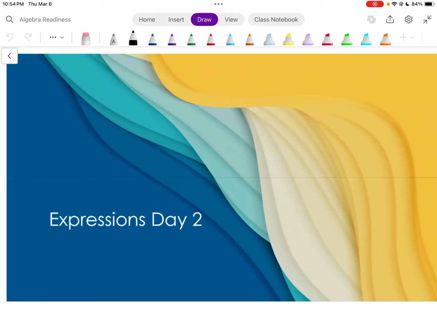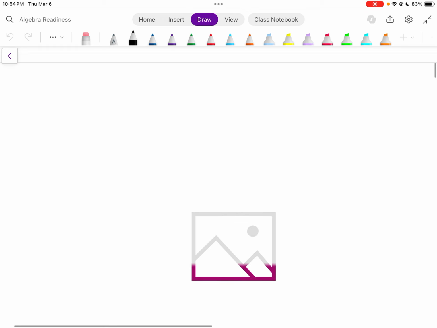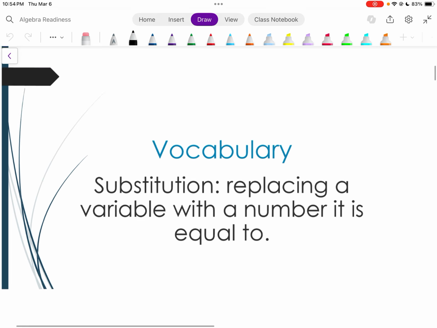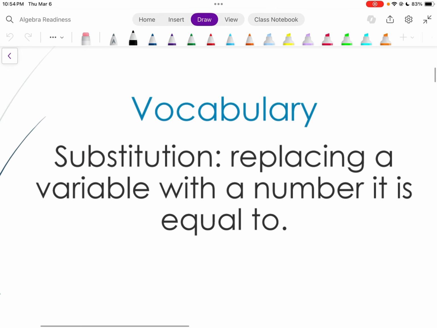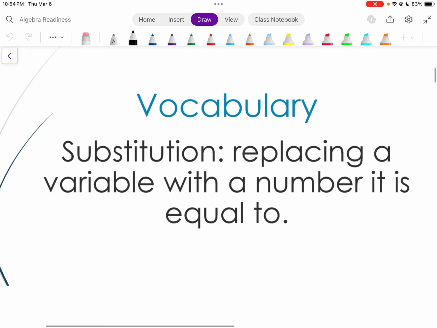Hello, this is the second part of our expressions unit. Today we are going to reiterate our vocabulary in writing expressions from words to symbols, and then we're going to add another vocabulary word, substitution. Substitution means replacing a variable with a number it is equal to.